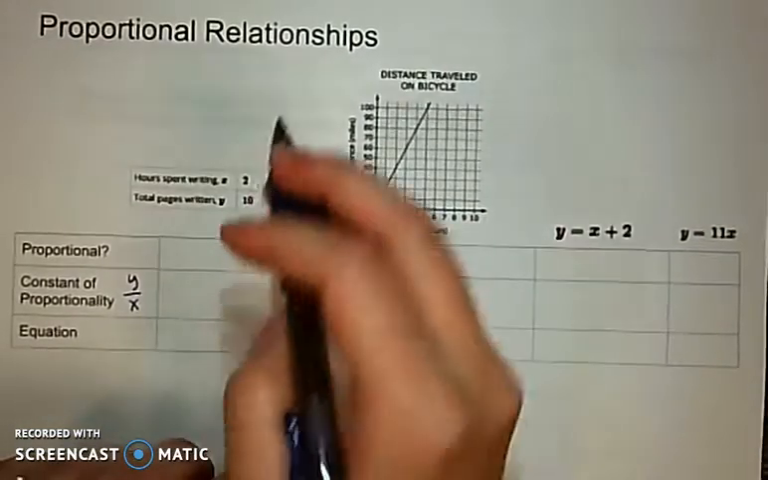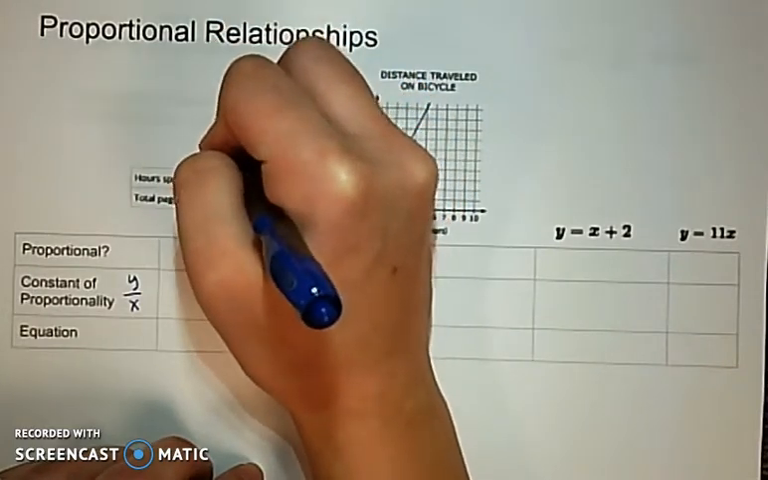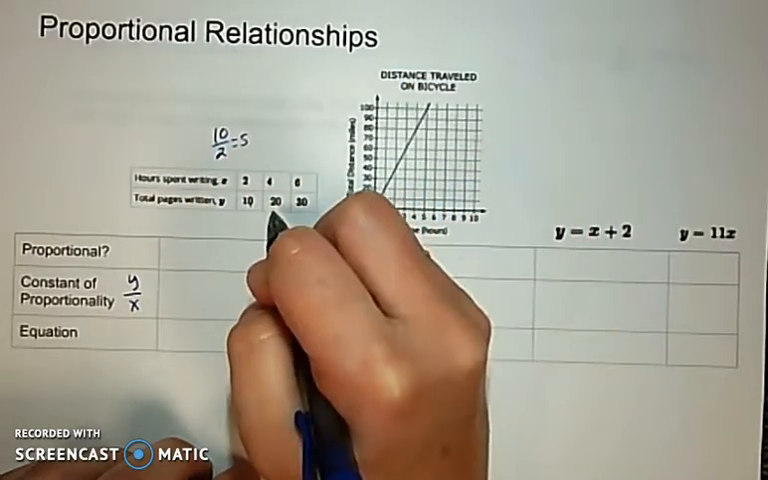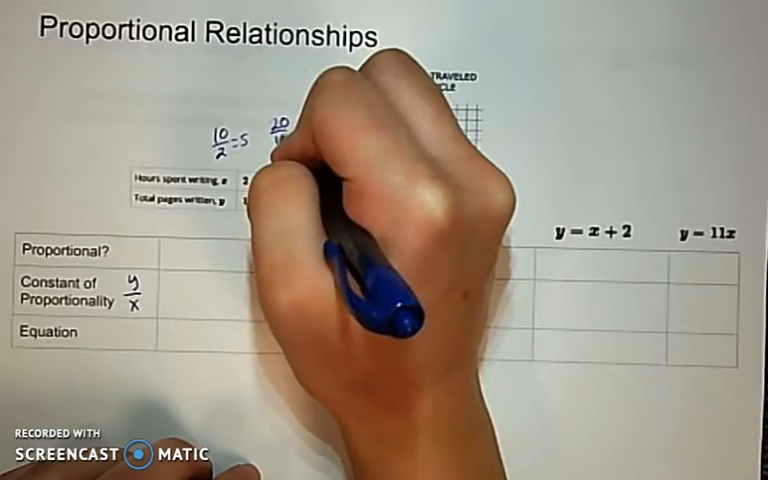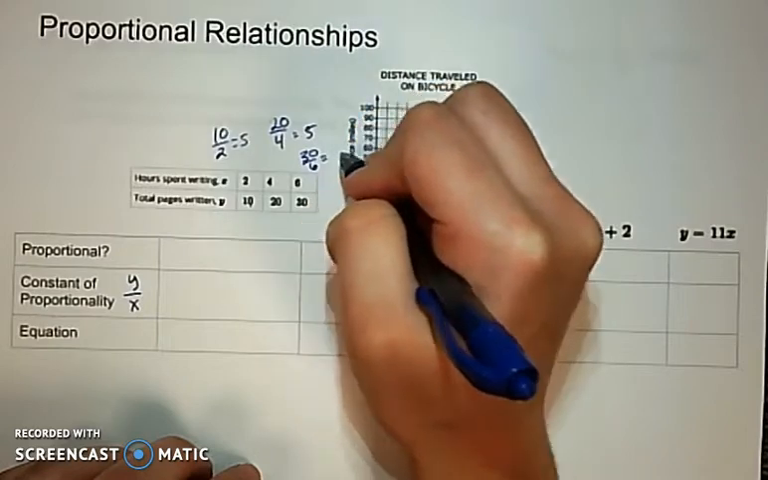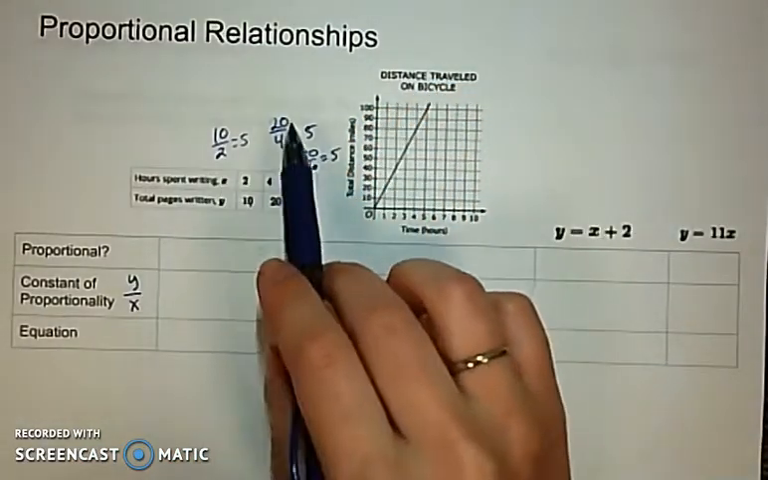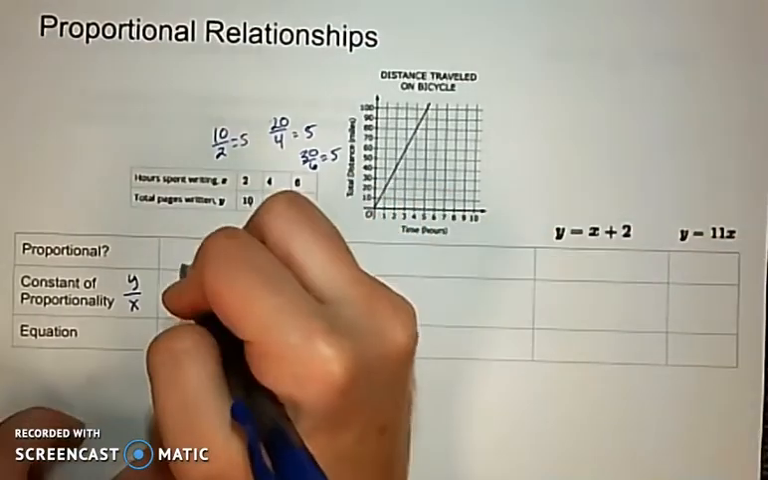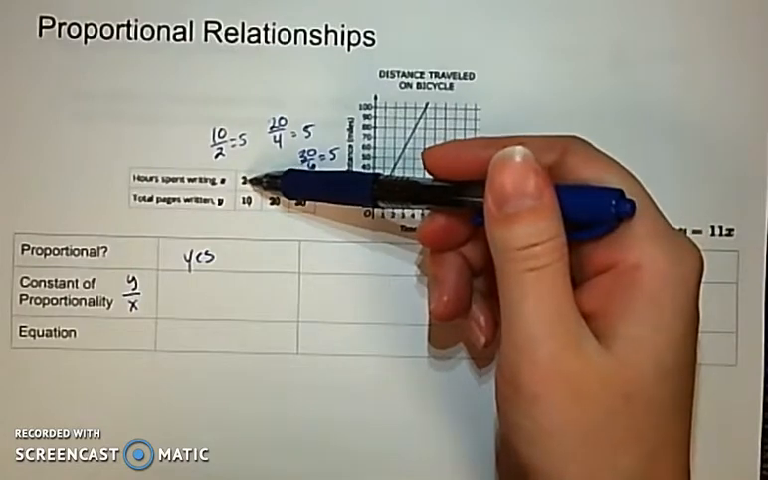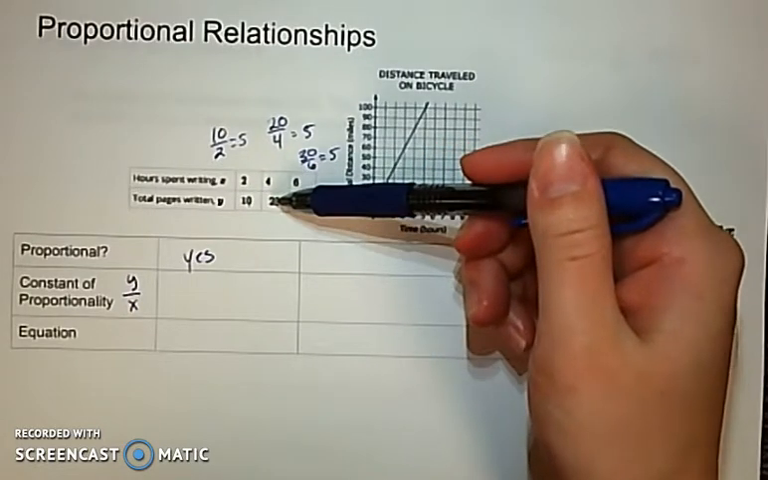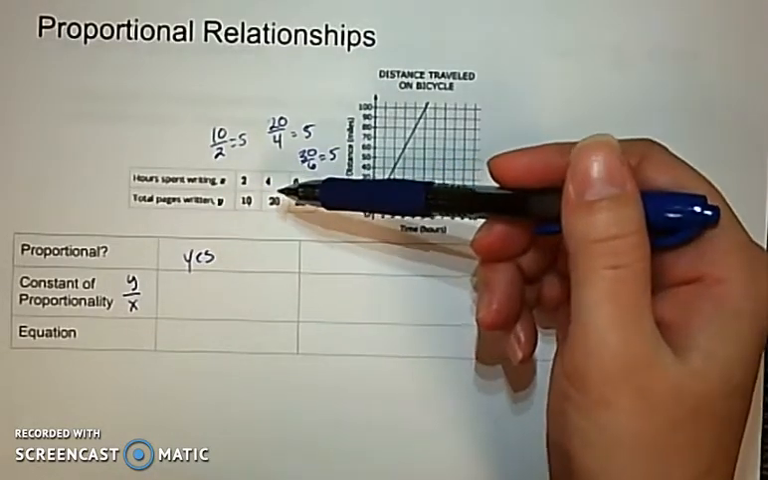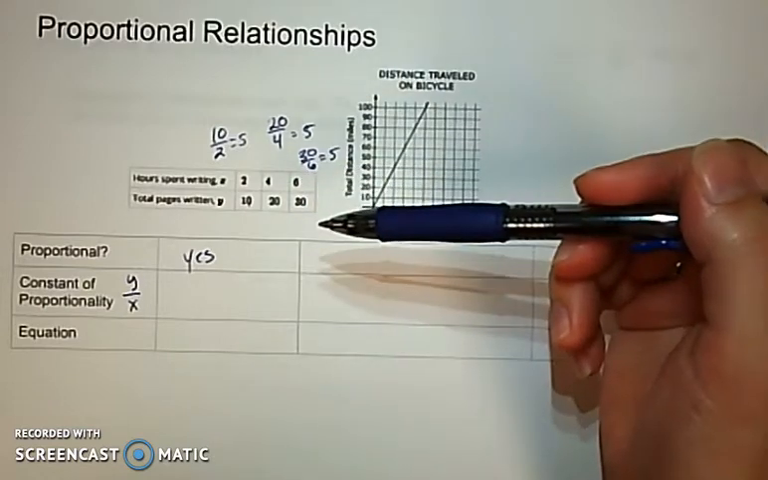So if we look at this table, I'm going to first take 10 divided by 2, my y value divided by my x value, and I get 5. Then the next one, I'm going to take 20 divided by 4, and I also get 5. And then finally, I have 30 divided by 6, and I also get 5. Because I got 5, 5, 5, all of them are 5, that means that yes, this is going to be proportional. You can also look at it and say, okay, I see that I have 2 here, and I know 2 times 5 gives me 10, 4 times 5 gives me 20, and 6 times 5 gives me 30. So that's another way that you can say, well, yeah, it's proportional because every time it's the same constant multiple.